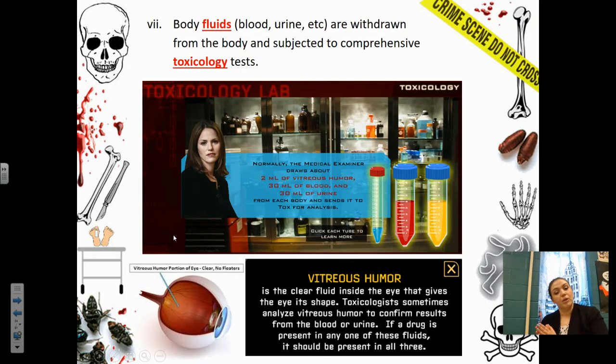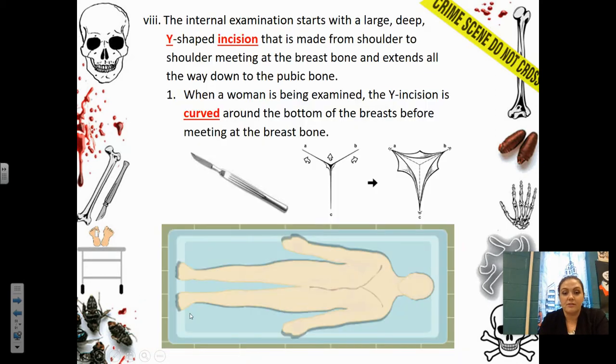Body fluids, blood, urine, etc., are withdrawn from the body and subjected to a comprehensive toxicology test, so they can check lots of things through their blood or their urine. They can also check things in the vitreous humor, which is the fluid in your eyes. They can check that for toxins. So now the actual process of the autopsy.